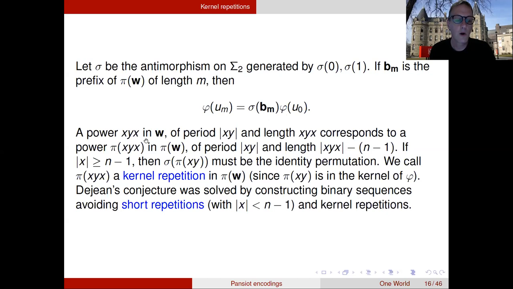Now, a power xyx in W of period xy in length x, y, x corresponds to a power pi of x, y, x in the Pansiot encoding of period x, y, and length, the length of x, y, x minus n minus 1. So if the length of x is greater than or equal to n minus 1, then sigma of pi of x, y has to be the identity permutation because I've gotten back to x. So we call pi of x, y, x a kernel repetition in pi of w, since pi of x, y is in the kernel of the map phi.